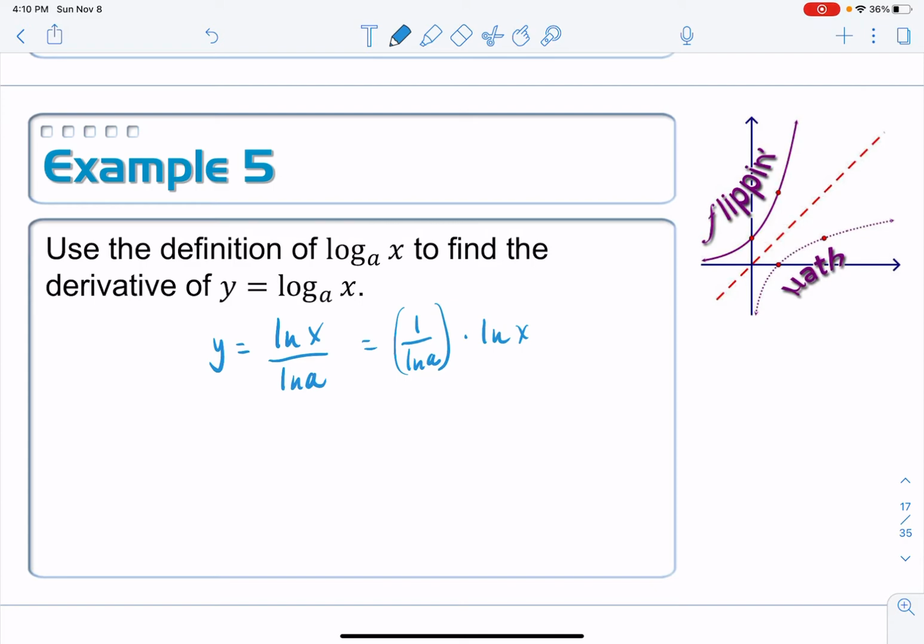Now I want to take the derivative of that function. So y prime is equal to, so this number 1 over the natural log of a, as a constant, is just going to carry through. It's like the number 2 or something like that. So 1 over the natural log of a times, and now the derivative of the natural log of x, as we've come to expect, is 1 over x. And there's a variety of things that you could do in order to rewrite this in a nice way. Maybe it's 1 over the natural log of a times x, or something equivalent as just one fraction.